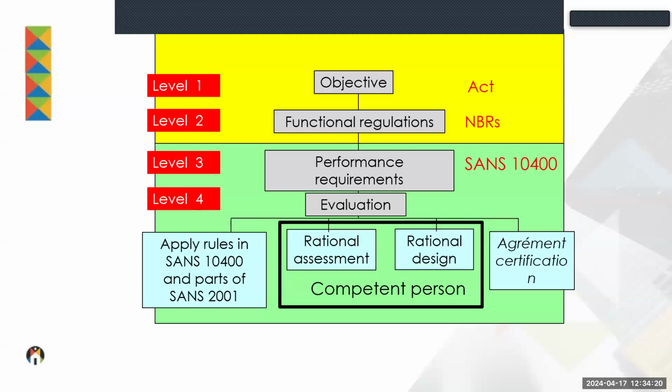We apply the rules that we've got in 10-400 and also the construction requirements in 2001 series. Once we've done that, nobody can come back and say, you need to do something else, because we are deemed to satisfy. Or you can do a rational assessment or a rational design. That is done by a competent person. More about competent persons next week.